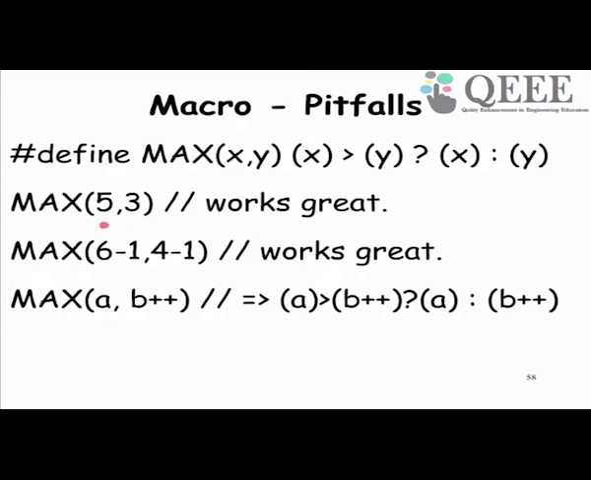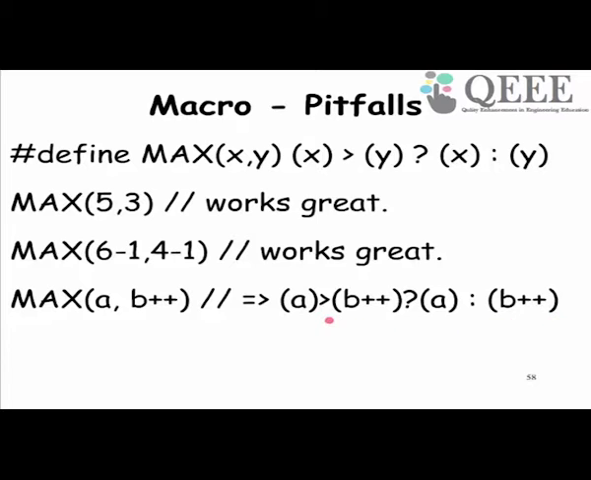So if we just give max 5, 3, it works great and returns 5. If we give max 6 minus 1, 4 minus 1, it also works great, returns the correct value. But if you give something like max a, b plus plus, then just see here that during the macro expansion, this code is substituted for the macro, and this is the code which is actually generated by the compiler preprocessing: a greater than b plus plus, a or b plus plus.